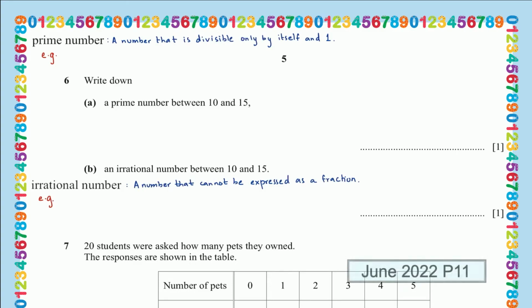Hi everyone, now let's move to question 6. So the question says, write down part a prime number between 10 and 15.